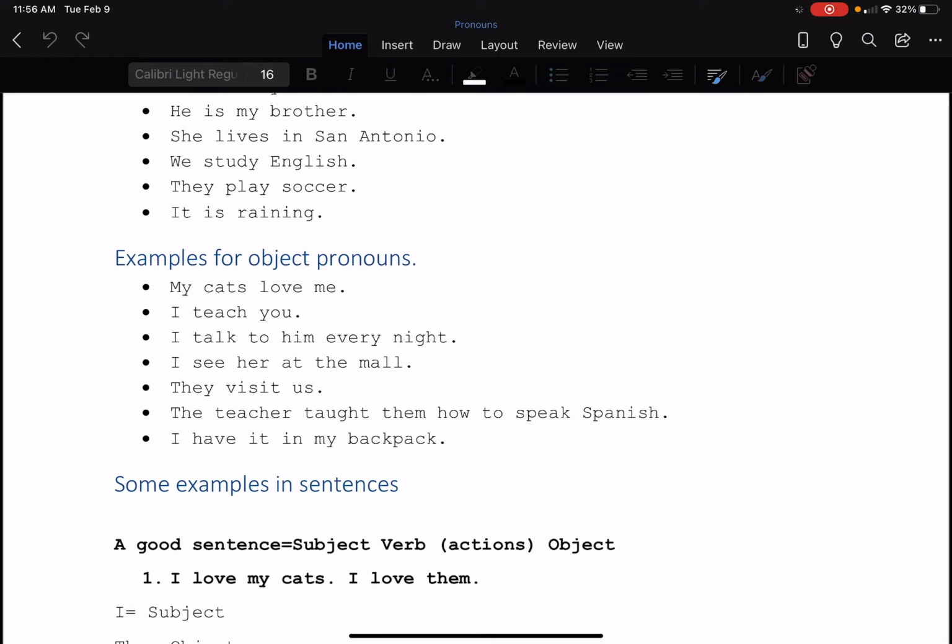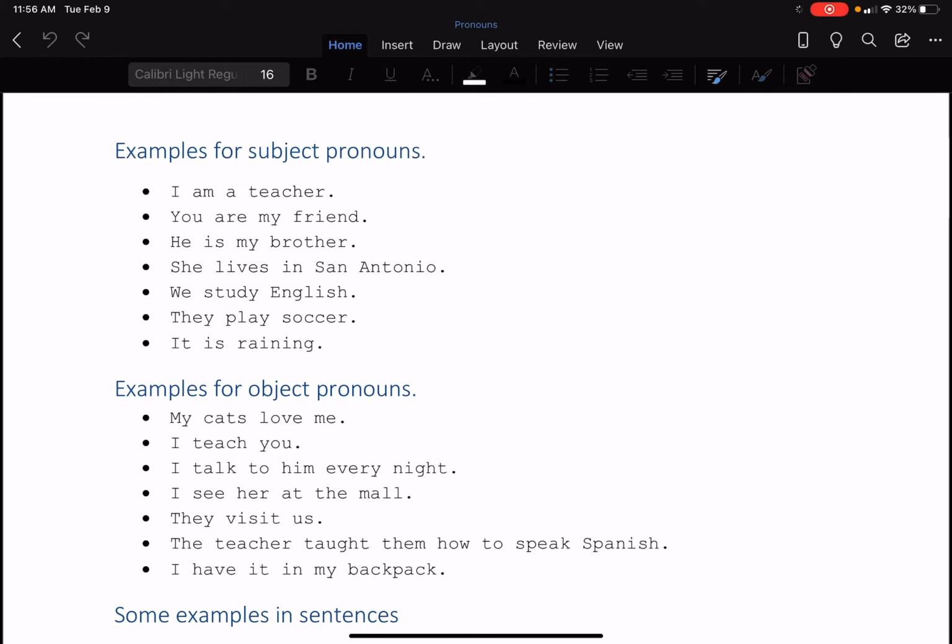The I here in I love my cats is always my subject because it's in the beginning of a sentence. My cats and them are the object because they're in the end. So when we're writing a good sentence, the subject is always first. So when I look at these subject pronouns, they will always belong in the beginning of a sentence before the verb. I, you, he, she, we, they, it. These will always be in the beginning of a sentence before the verb.